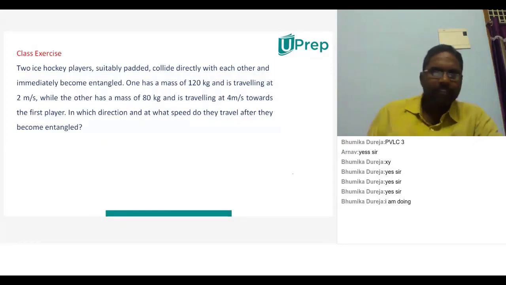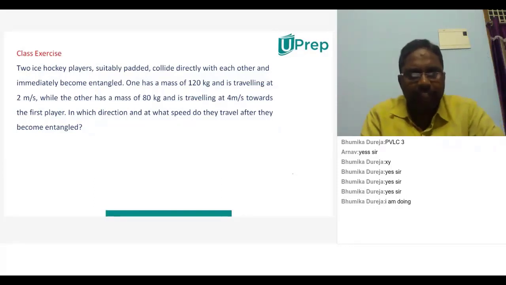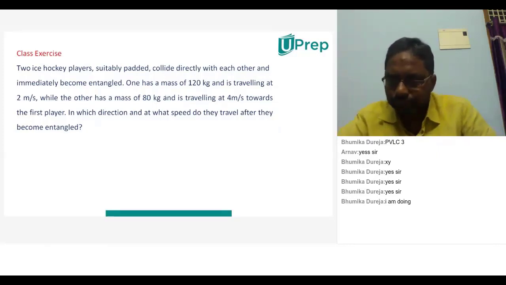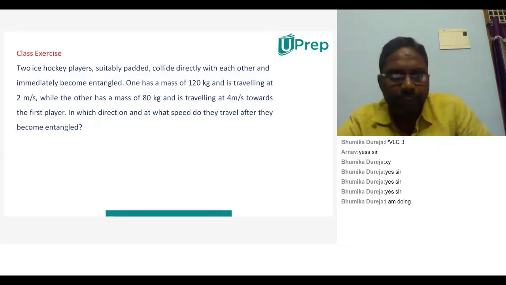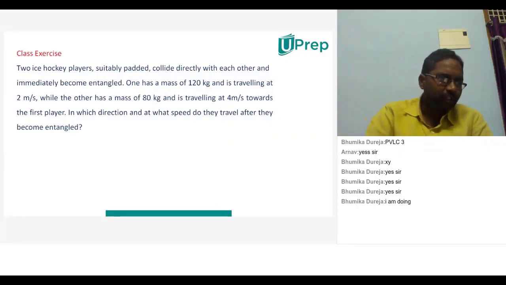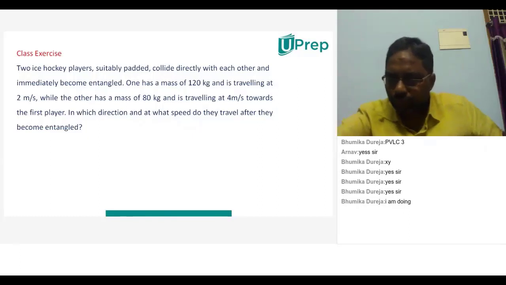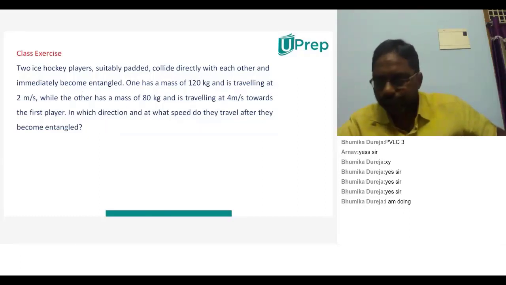Two ice hockey players are there. Let us think of the first ice hockey player as M1 and the second hockey player as M2. So see here. First, whatever data is there, I will write that data, and after writing the data, I will give you a hint, and based on that, you have to solve. Two ice hockey players are there, right?